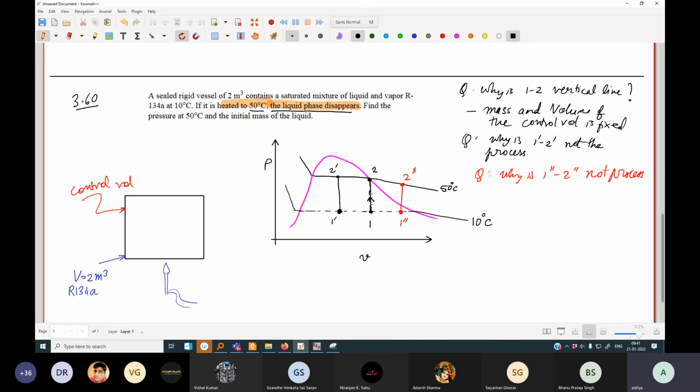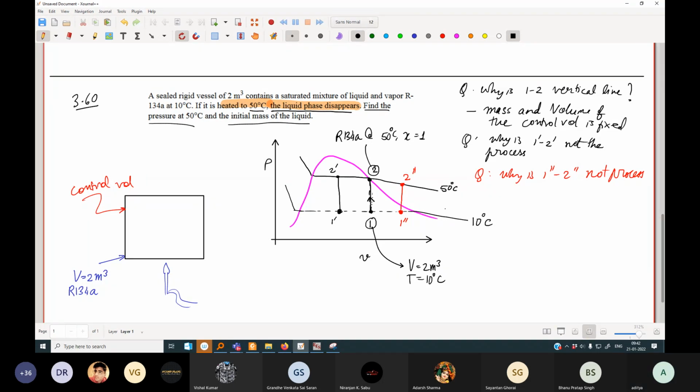So state 2 is basically R134A at 50 degrees Celsius, x equal to 1. And state 1, the only information we have is total volume equal to 2 meter cubed and temperature equal to 10 degrees Celsius. The question is: find the pressure at 50 degrees Celsius and the initial mass of liquid.